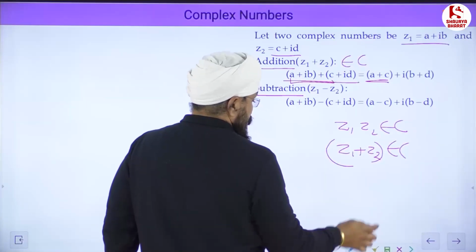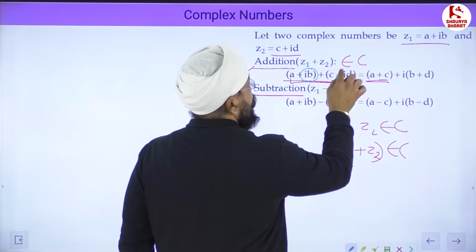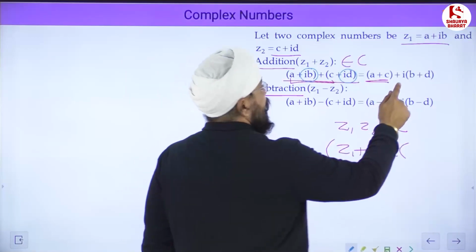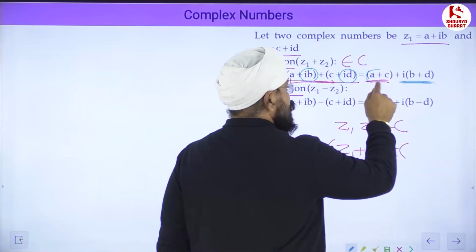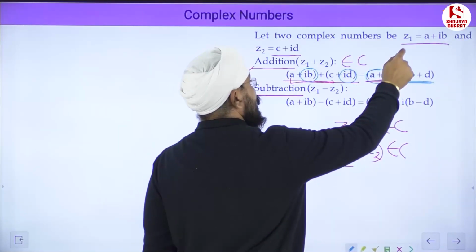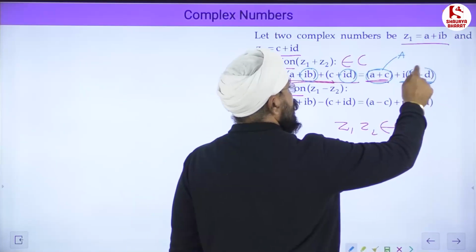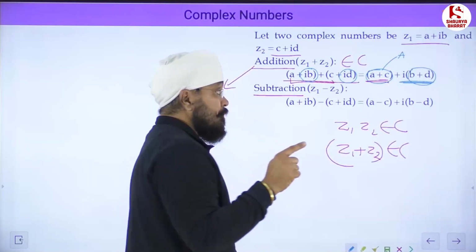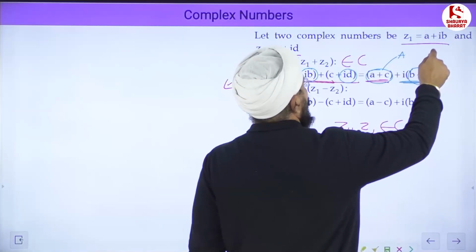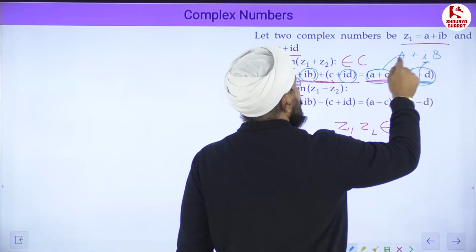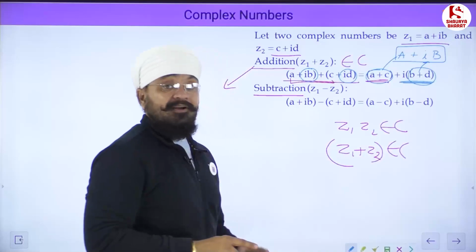You can see that if I take this iota term, this iota will be taken common and we are going to have c plus iota d. These two were real numbers, so this will again give you a real number. This is again two real numbers, b and d. They were real numbers, so they will also give you a new real number. So as a result also we are going to get a complex number.